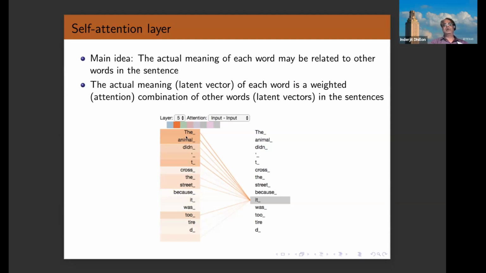So suppose you have this sentence: The animal didn't cross the street because it was too tired. Note that these represent the tokens that are used, and the tokens don't have a one-to-one correspondence with the words. So this represents the different tokens: 1, 2, 3, 4, 5, 6, 7, 8, 9, 10, 11, 12, 13, 14. So now you have a list of 14 vectors.